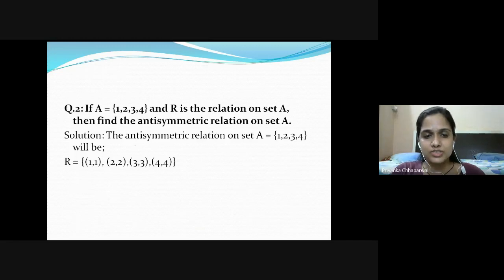So in question two, if A is {1, 2, 3}, we have one set A, {1, 2, 3}, and R is a relation on set A. Then find the antisymmetric relation on set A. What is our aim? Our aim is to find an antisymmetric relation. Here R is not given to you, only set A is given. Using set A, you have to find any relation R. The R should be an antisymmetric relation.